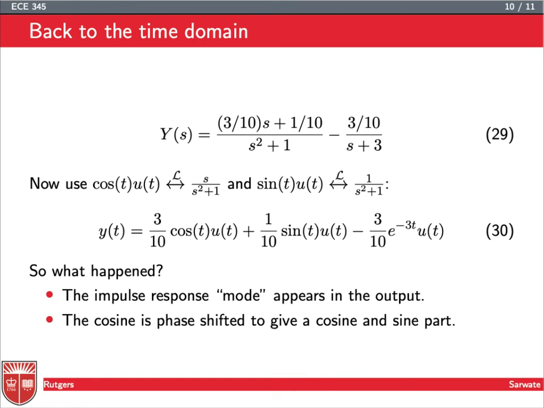And so we can see that the impulse response, the decaying exponential mode, we can think of it as e to the minus 3t. That appears in the output. But what happens is the cosine is phase shifted to give both a cosine and a sine part. So we get the cosine, and we also get a phase shifted cosine. And so this example shows that when you have complex roots, you can get more complicated behavior when you look at the convolutions of signals in the time domain. You can see from the Laplace domain why you get complicated outputs in the time domain.